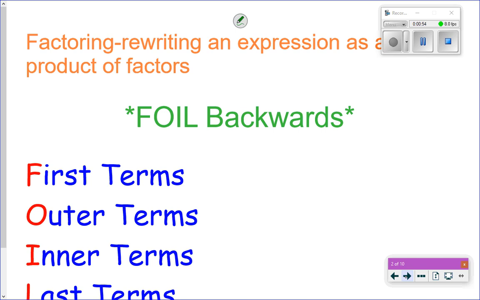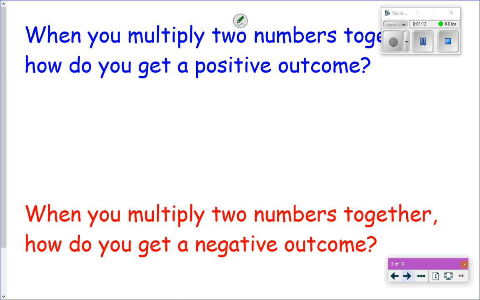So when you're factoring, you are basically rewriting an expression as a product of two factors. So you're going to have two sets of parentheses and stuff is going to be inside of them. And that's what a factored quadratic looks like. And you're basically going to be foiling backwards. This slide is important. It's just kind of some background knowledge.